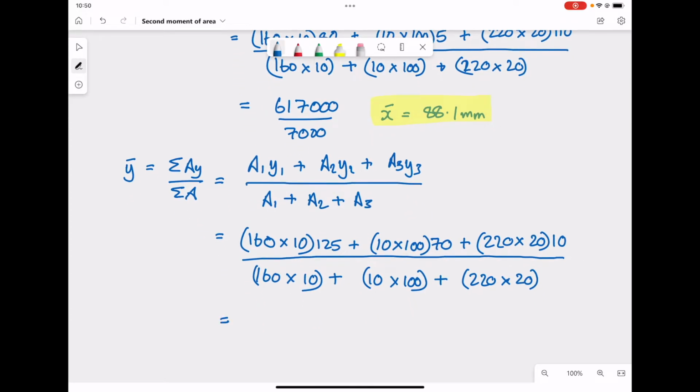and that would give us 314,000 divided by 7,000, giving us a value of y bar to be 44.9 millimeters.